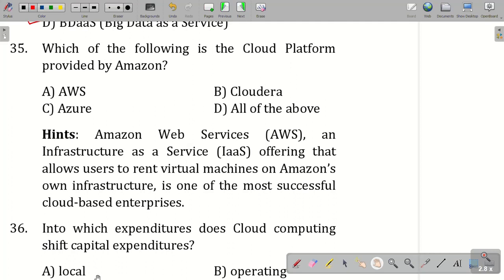Which of the following is the cloud platform provided by Amazon? AWS, Cloud, Terra, Azure, those are Microsoft. The correct answer is AWS. Amazon Web Services, an infrastructure as a service offering that allows users to rent virtual machines on Amazon's own infrastructure, is one of the most successful cloud-based enterprises.